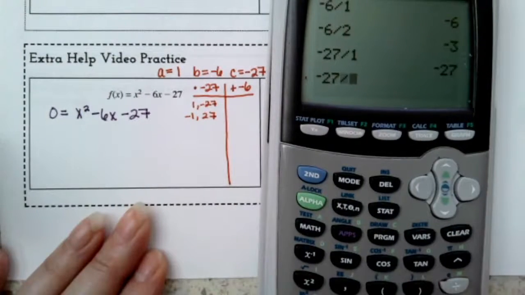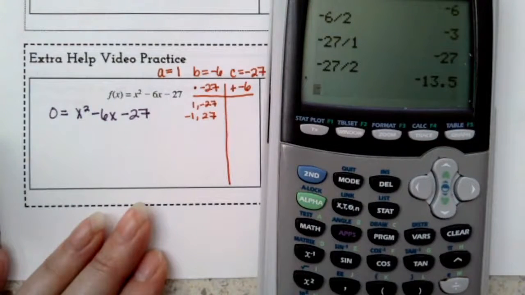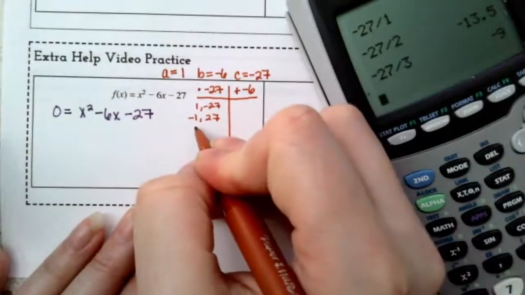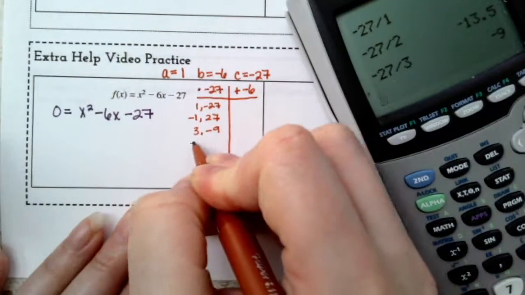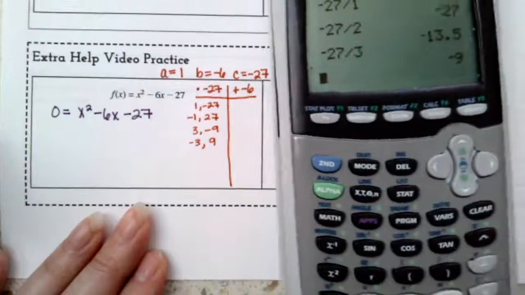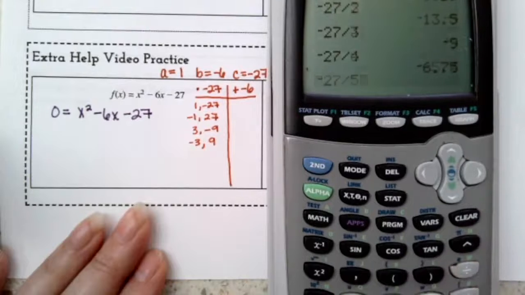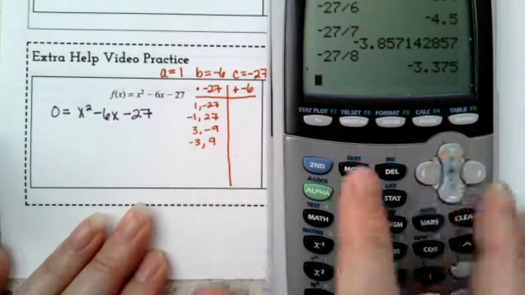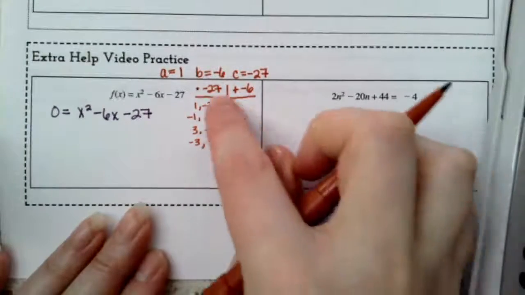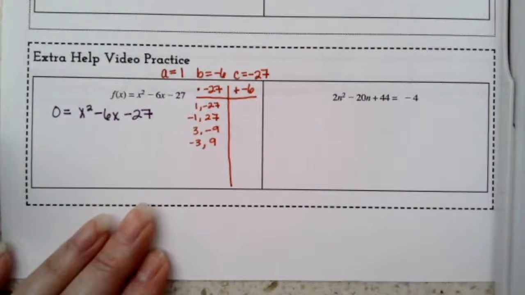Now negative 27 divided by 2 doesn't work. Negative 27 divided by 3 is negative 9, so 3 and negative 9, and then negative 3 and positive 9. Divided by 4 doesn't work. Divided by 5 doesn't work. Divided by 6 doesn't work. Divided by 7 doesn't work. Divided by 8 doesn't work. And then I was about to do 9, but 9's already on my list. So this is my complete list of everything that multiplies to negative 27.